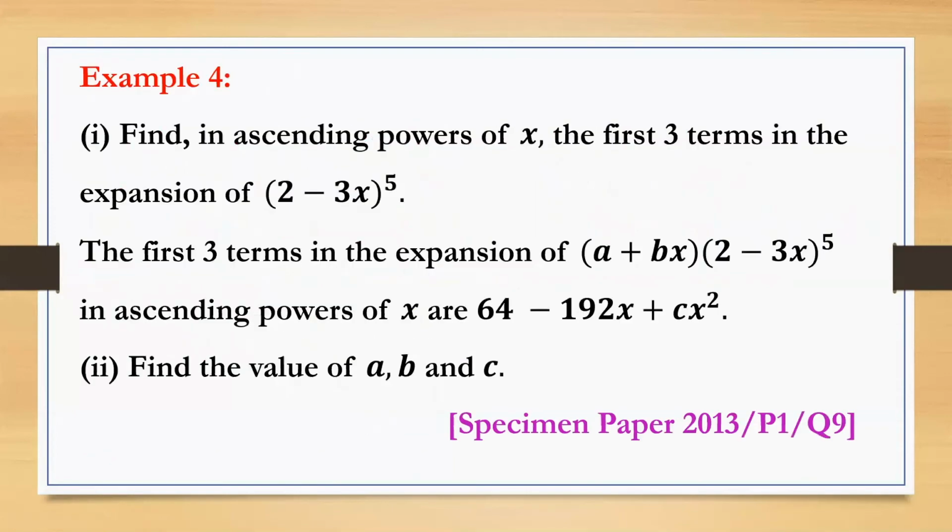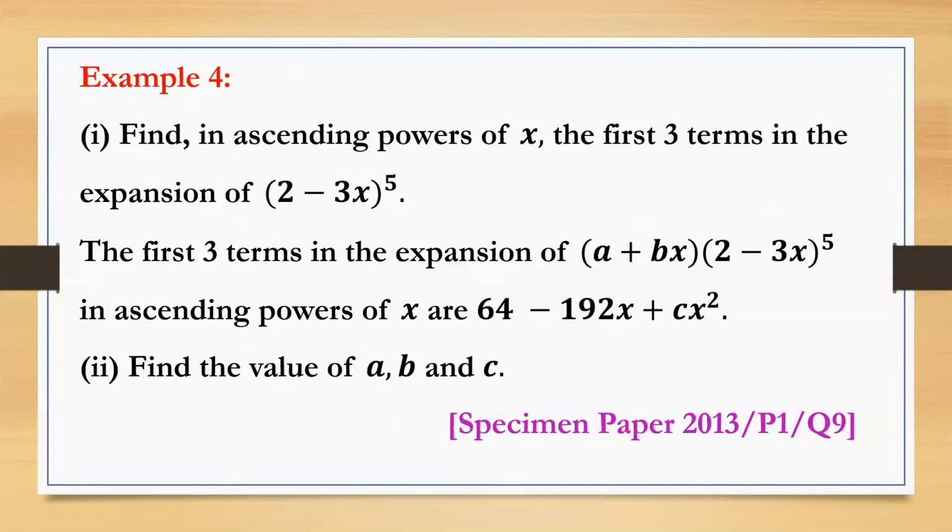The next example. Part one: find in ascending powers of x, the first 3 terms in the expansion of (2 − 3x)⁵. Part two: the first 3 terms in the expansion of (a + bx)(2 − 3x)⁵ in ascending powers of x are 64 − 192x + cx². Find the value of a, b, and c.